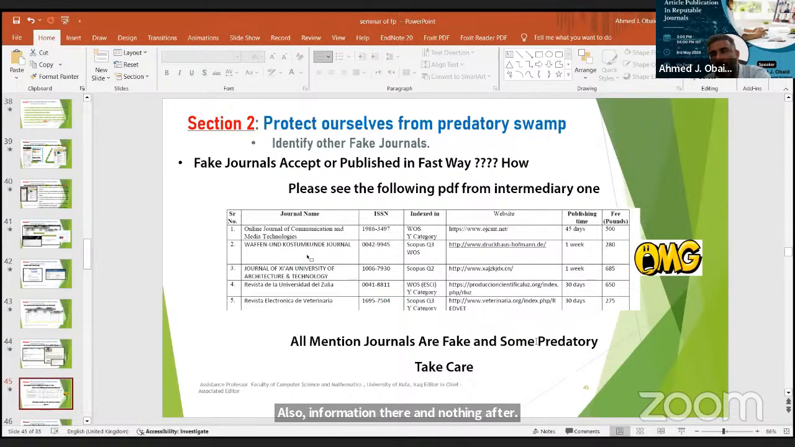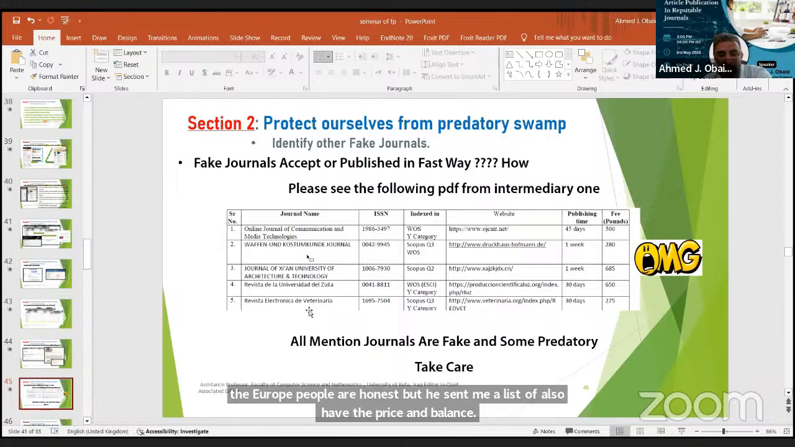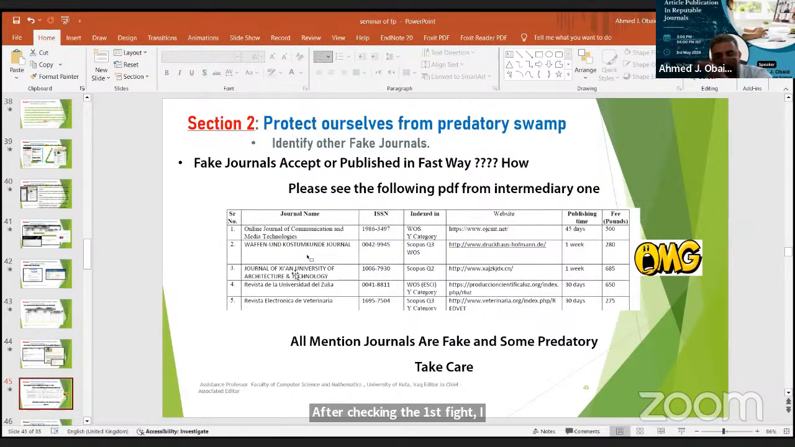Also, the third rule is: do not trust intermediary persons who are not known to you. I received this list from one guy in Europe, and he sent me a list of journals at that time, 2018 or 19. I do not remember exactly, it was around COVID-19 time. He sent me a list of journals because in my mind, I considered that most European people are honest. And here the price is in pounds. After checking the first five, I found that all these five and also the others are fake or duplicated journals, not reviewed journals.